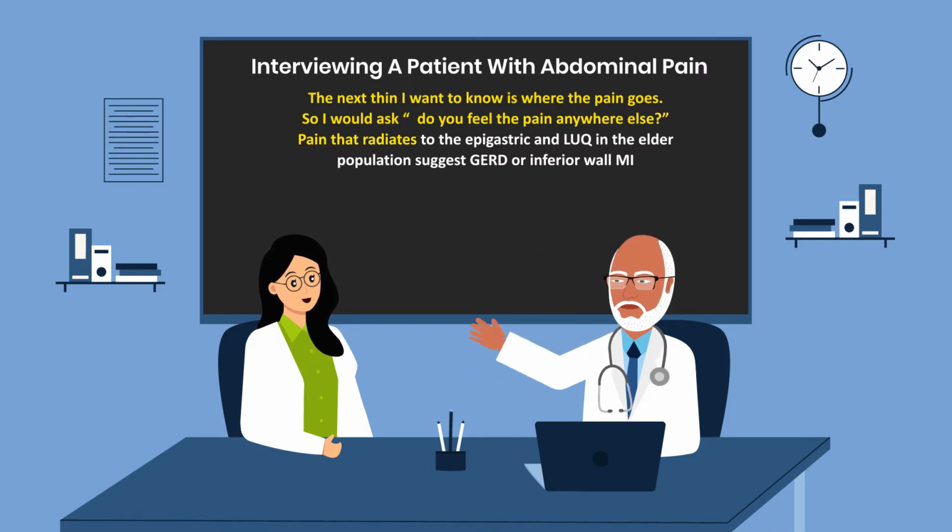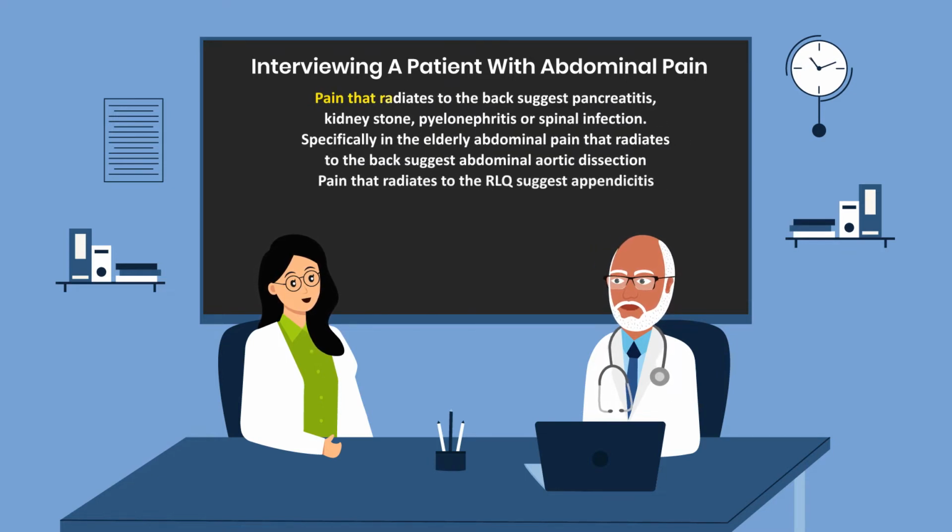Pain that radiates to the epigastric and left upper quadrant in the elderly population suggests GERD or inferior wall MI. Pain that radiates to the back suggests pancreatitis, kidney stone, pyelonephritis, or spinal infection. Specifically, in the elderly, abdominal pain that radiates to the back suggests abdominal aortic dissection. Pain that radiates to the right lower quadrant suggests appendicitis.